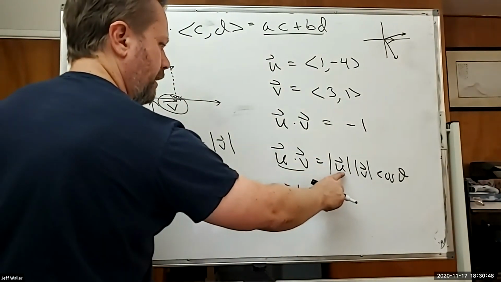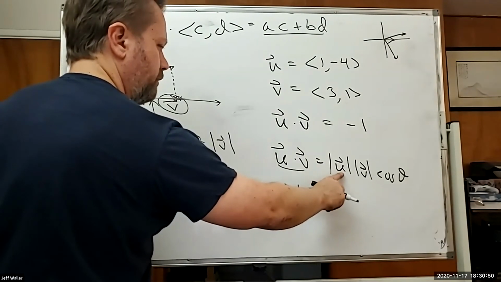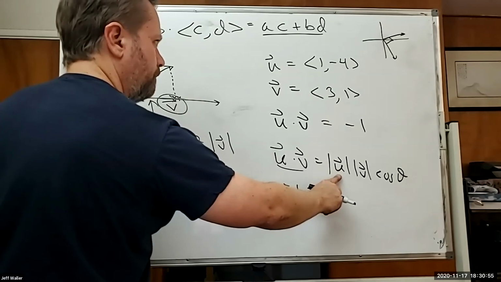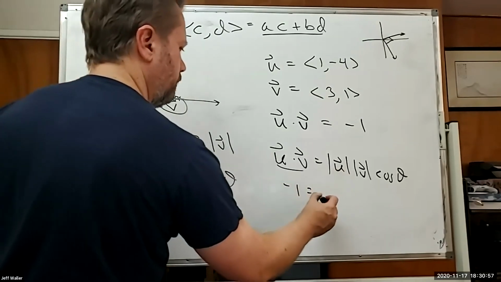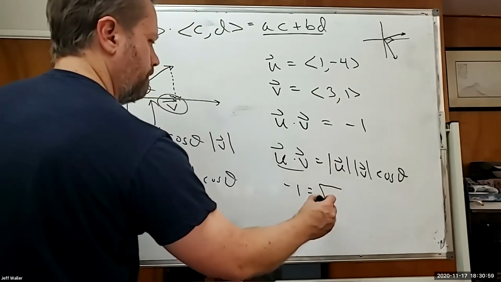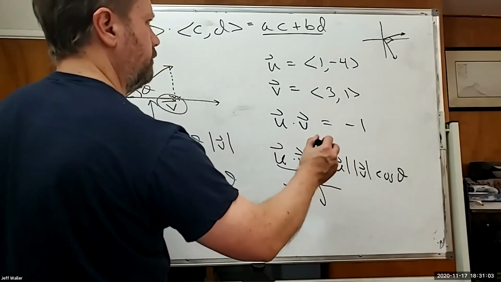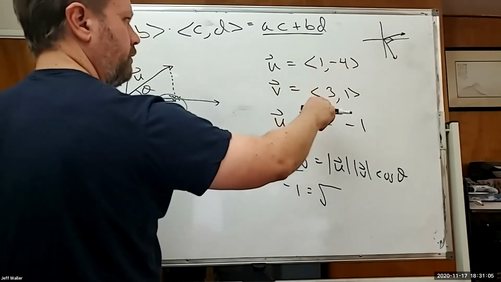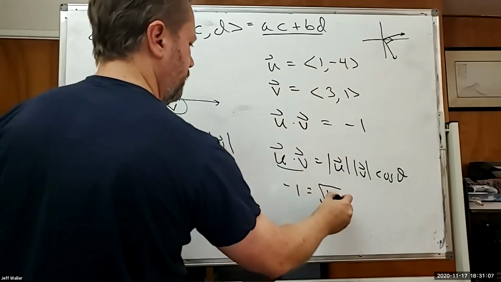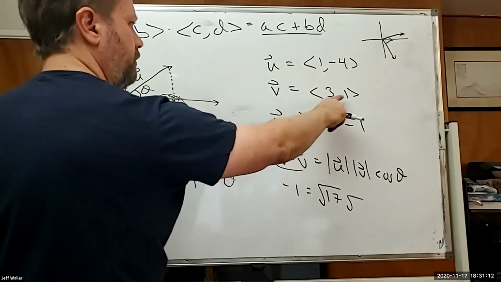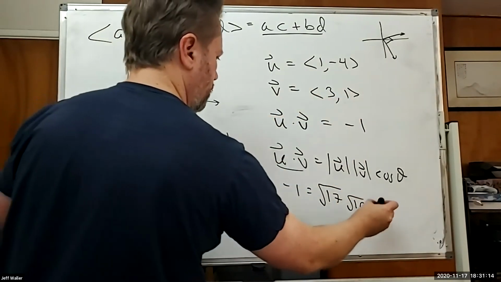What is this guy? Can somebody figure that out for me semi-quickly? What's the length of u? Square root of 5. No. Squared, right? You got a square. 17. 17, I like it. And then the length of v, be 9, 1, so it'll be square root of 10.